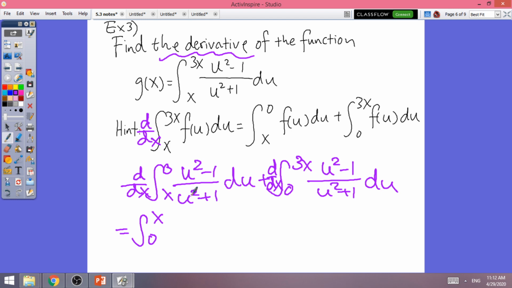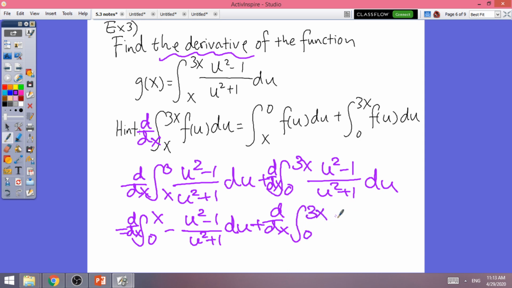But don't forget about the integrand. We need to change the sign, so it turns out to be negative: u squared minus 1 over u squared plus 1, du. Again, I just want to flip the boundary over because normally we start with the constant lower bound and the upper bound is the variable. And what about this part right here? Well, this one is totally fine. It's a constant lower bound.